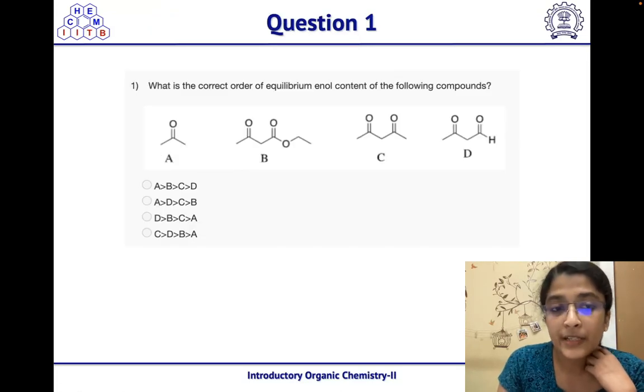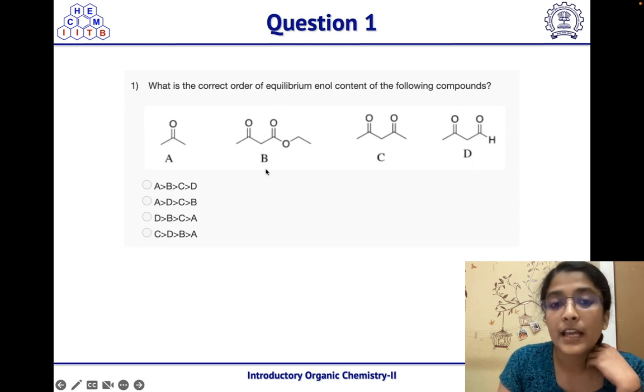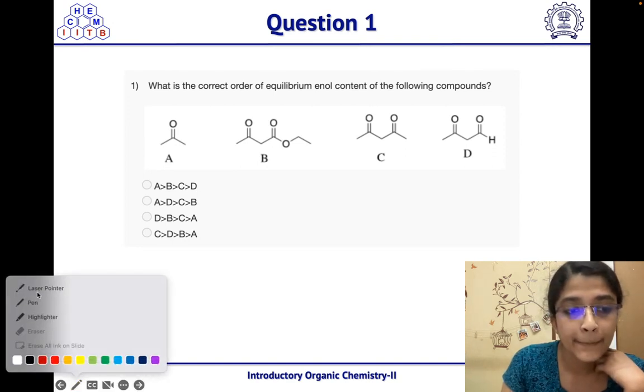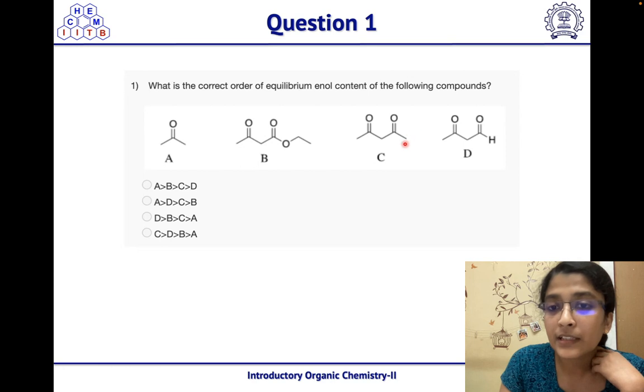Coming to our question, in these four options there is a possibility for resonance stabilization in these three cases: B, C, and D. Out of B, C, and D, C will have more hyperconjugation effect because of the methyl substitution. Here the ketone has methyl groups, so there will be more hyperconjugation. Hyperconjugation increasing means enol content will increase. In these cases there are methyl groups, so hyperconjugation will increase. As a result, enol content will be more.